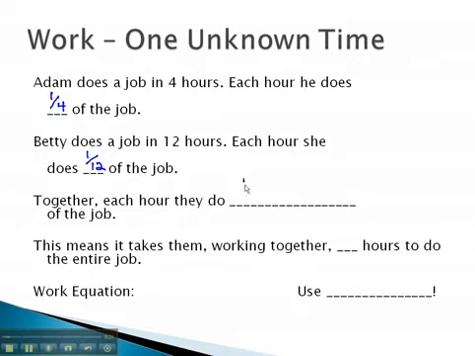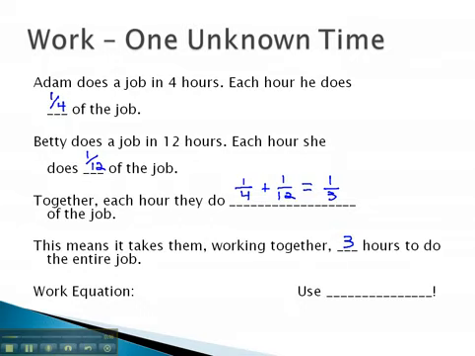Together, in each hour, we need to add these to find out how much work is done. Adam did 1/4 of it, Betty did 1/12 of it. And if we add those together, getting common denominators, we find out that 1/3 of the job is done each hour. This means, working together, doing 1/3 each hour, it would take 3 hours to get the entire job done.